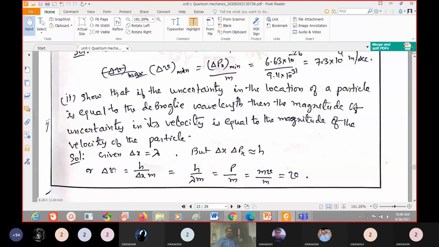So delta p is equal to h by delta x. But we know that p is equal to m into delta v, so if you bring m this side, this is the equation. Now, instead of delta x we are taking lambda: h by lambda m. How can we write this equation? Here p is equal to mv according to that formula.